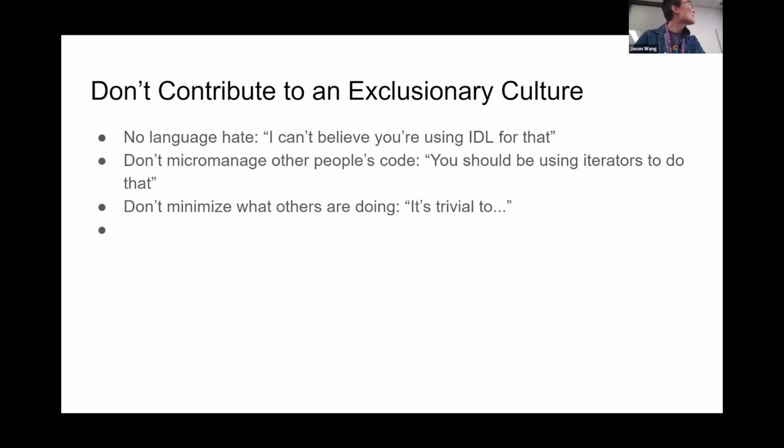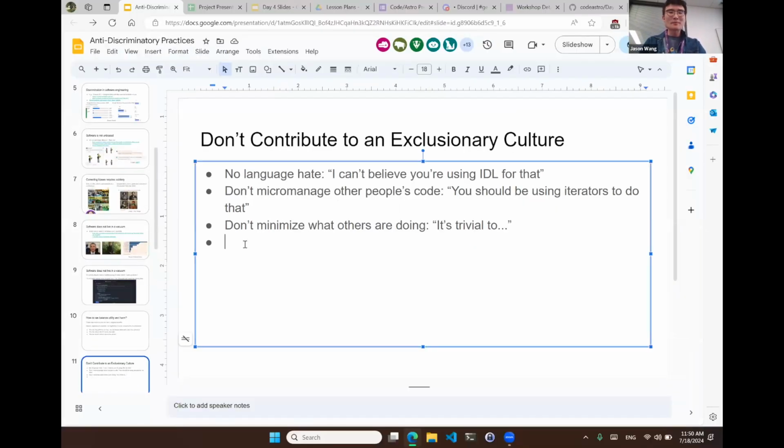I think we have a little bit of time, so let's take a few minutes to brainstorm other ideas for how to avoid contributing to an exclusionary culture. For folks on Zoom, feel free to post things in the chat, and folks in person, feel free to raise hands, and let's try to add a few more bullet points here. Maybe think about your own experiences. Are there cases where you felt excluded? Are there cases where you saw other people participate in exclusionary behaviors, and how could we avoid doing that in the future?